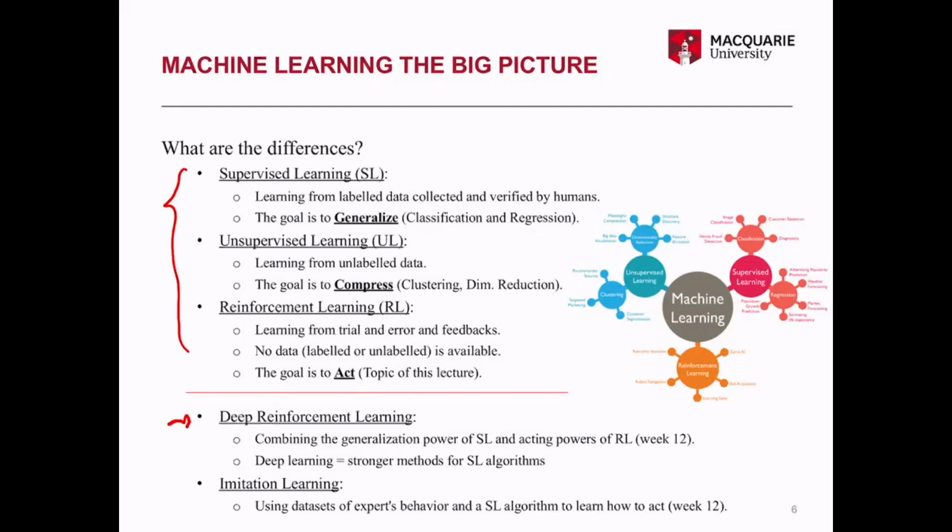And the other thing is imitation learning. We may touch on imitation learning in week 12. It's basically using data sets of experts' behaviors and a supervised learning type algorithm to learn how to act. I think the history of imitation learning dates back to the 1980s when ALVINN was developed, and it could successfully drive from coast to coast of the United States, and it was basically trained by an imitation learning algorithm. It's usually a complementary method to reinforcement learning algorithms.